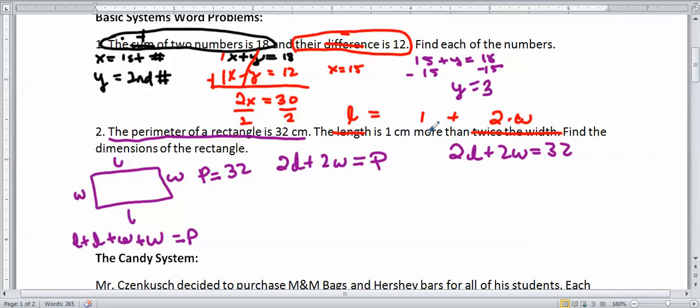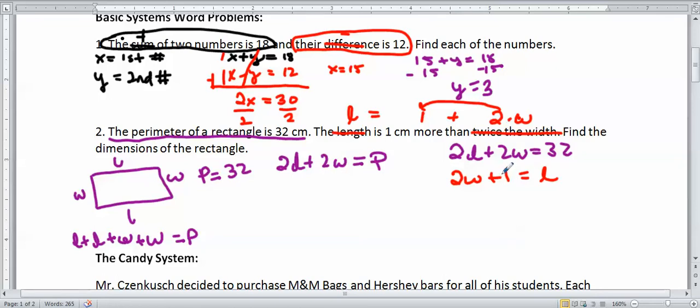1 more than that. So adding, this is going to go backwards, 2w plus 1 is equal to L. So my second equation is 2w plus 1 equals my length. Or the other way around, it doesn't really matter. But now I've got a system. I've got two equations with two separate variables, w and L. And I have to decide which is going to be easier to solve this, substitution or elimination.